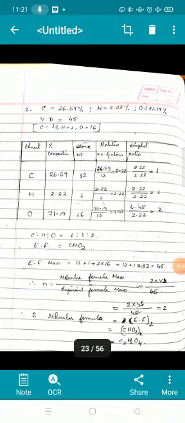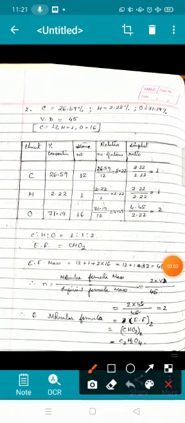Let's see another one. In the next question is given percentage of carbon, hydrogen and oxygen. So you can understand we are talking about a compound which has carbon, hydrogen and oxygen, and the vapor density of the substance is given, which is 45. Now your job is to calculate empirical formula as well as molecular formula of the compound. So here we have to make the table.